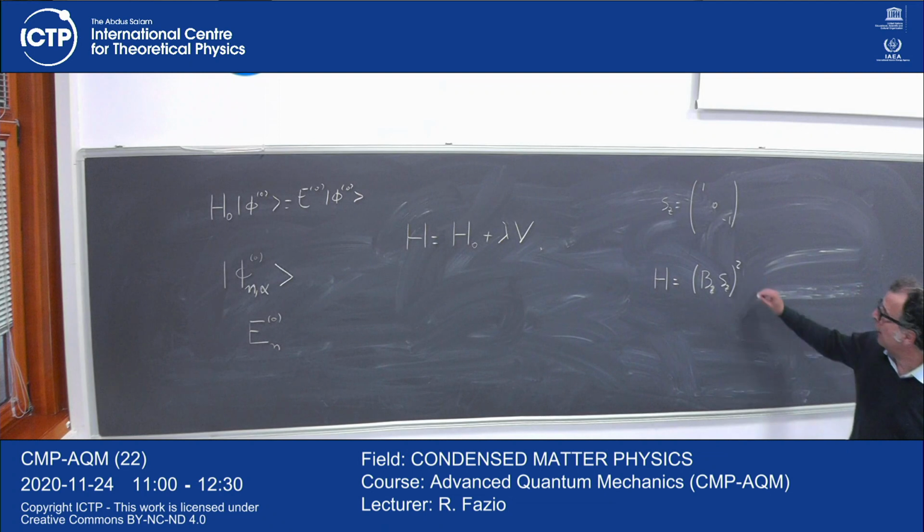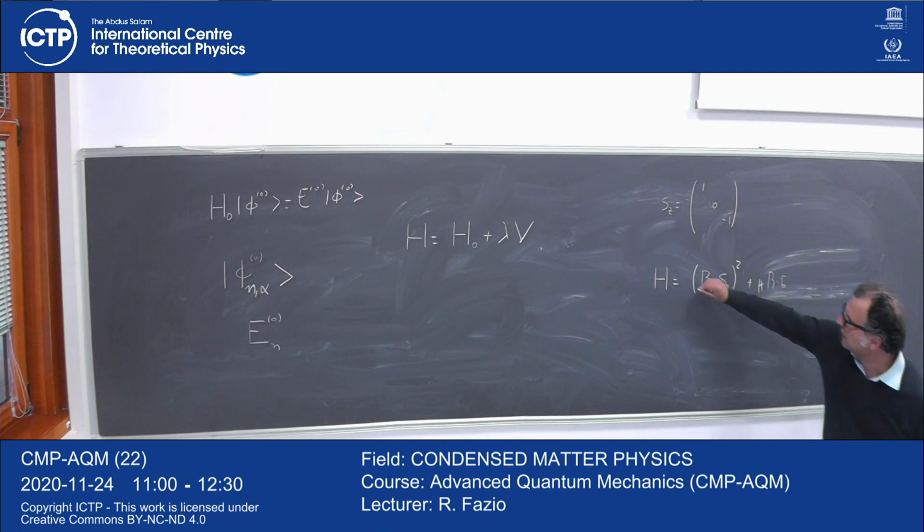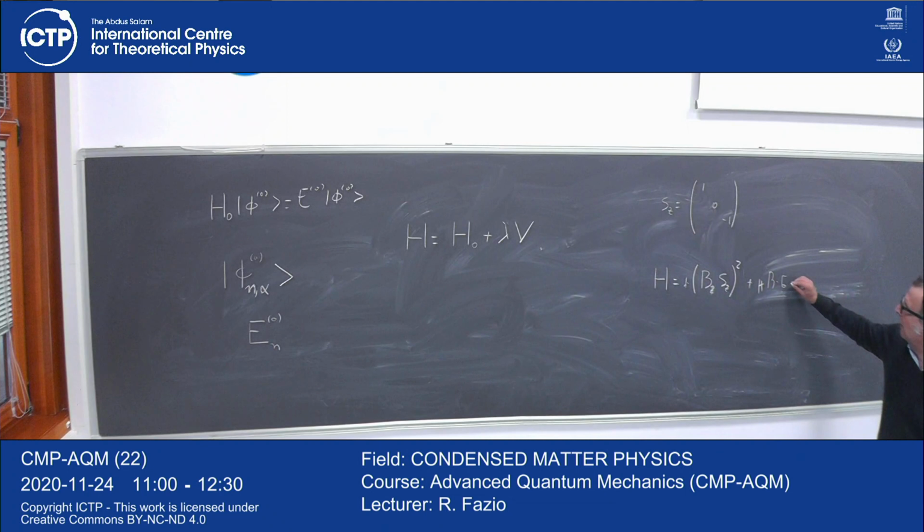If you had another term which was linear, I don't put coefficients here, okay? Sz, then this will remove all the degeneracies because up, 0 and minus will have different energy. Okay?